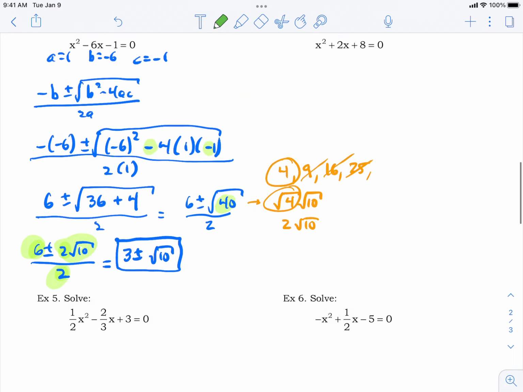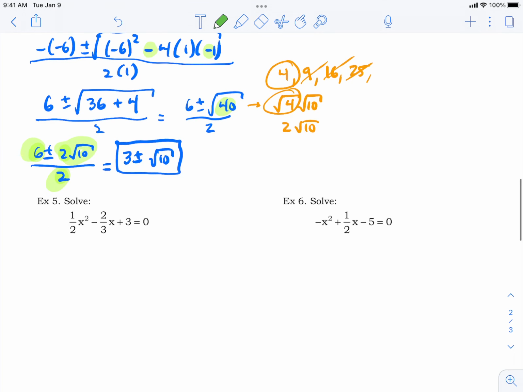And I would invite you, by the way, if you're still not quite comfortable with this, when can I cancel, when can't I cancel, one thing you can always do is split that thing up into 2 separate fractions, right? Split this fraction up into 2 separate fractions and then cancel in each one separately. So 6 over 2 is 3. And then here, obviously, these 2's cancel. And you're getting the same answer, 3 plus or minus radical 10.